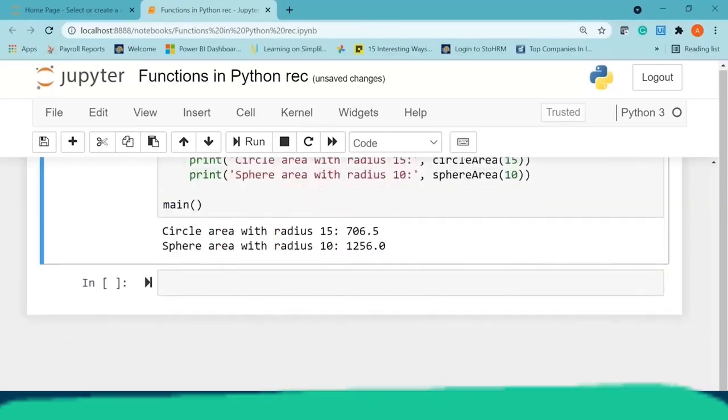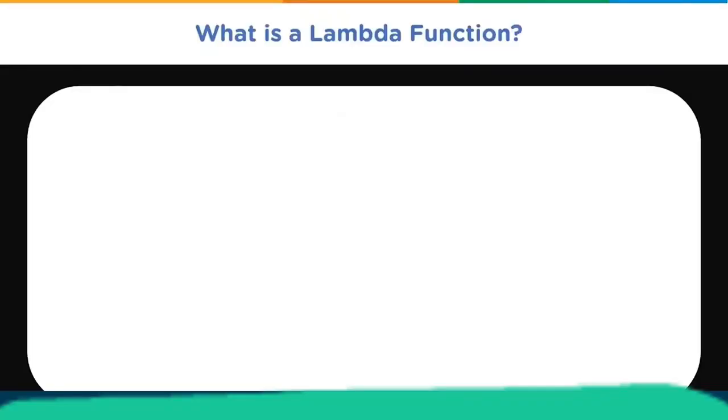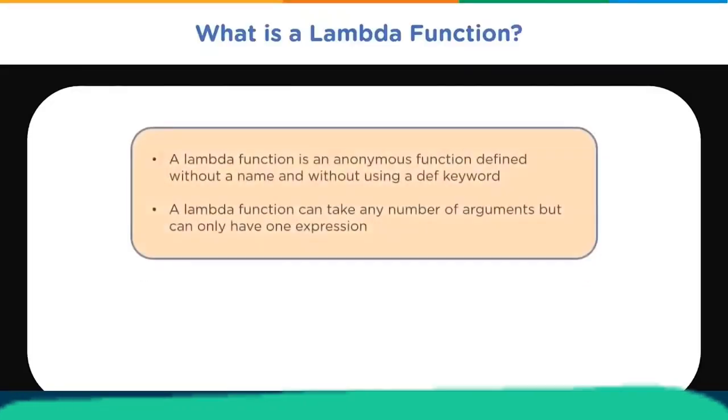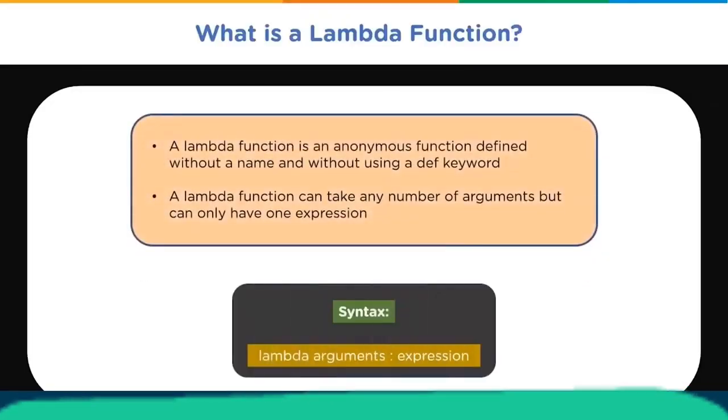1256. Alright. So what is a lambda function? A lambda function is one of the simplest ways to define a function in Python. A lambda function is an anonymous function defined without a name and does not have the def keyword. It can accept any number of arguments but can only have one expression. So the function is always defined using the lambda keyword, which you can see here.